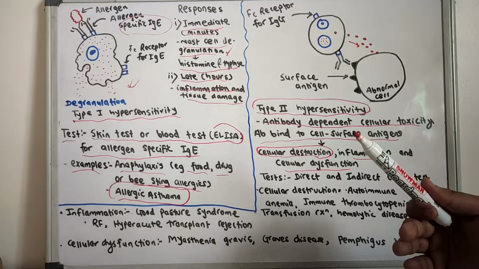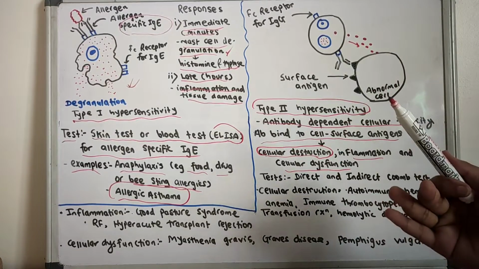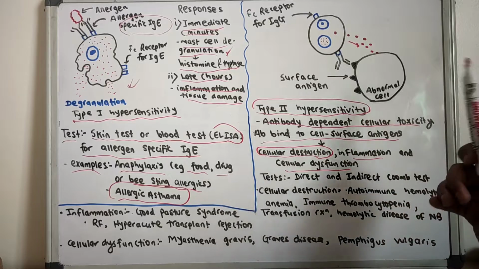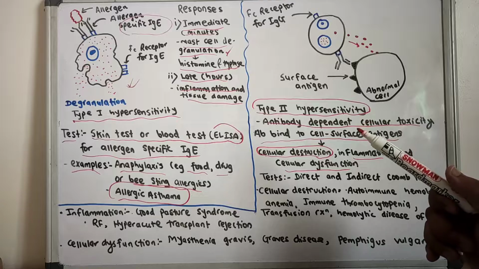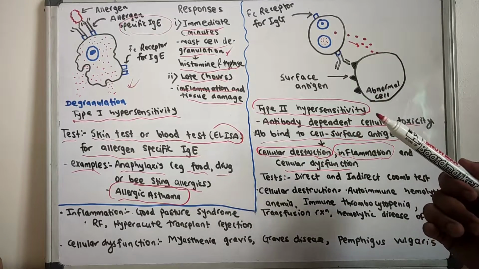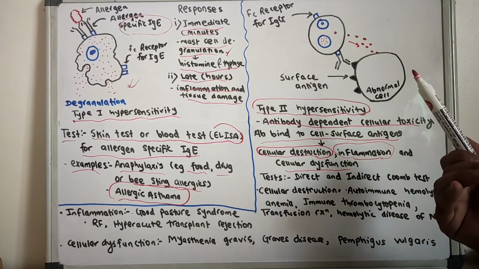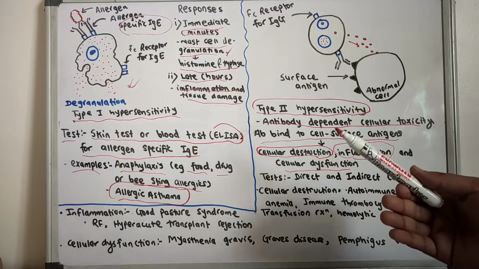So phagocytosis or the complement system attacks those cells and causes cellular destruction, and natural killer cells kill those types of abnormal cells by antibody-dependent cellular cytotoxicity. And let us talk now about inflammation. The inflammation occurs due to binding of the antibodies to the cell surface. This leads to the activation of the complement system, and Fc receptor mediated inflammation can occur.